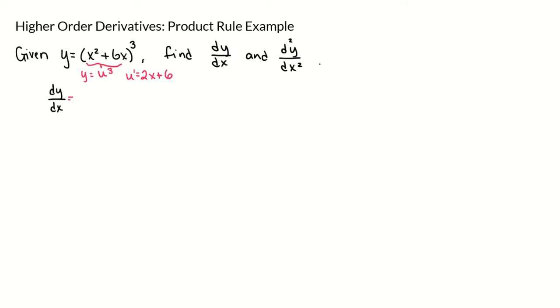So dy/dx is going to be equal to 3u squared, and we take the derivative of the function written this way, times u prime, which would be 3 times (x squared plus 6x) squared, multiplied by u prime, or the derivative of the inside, which is 2x plus 6. Okay, so this is our first derivative.